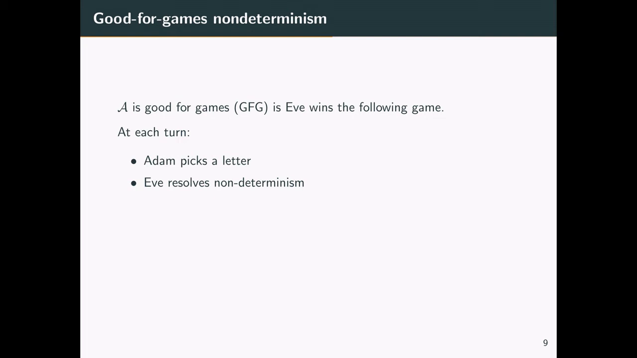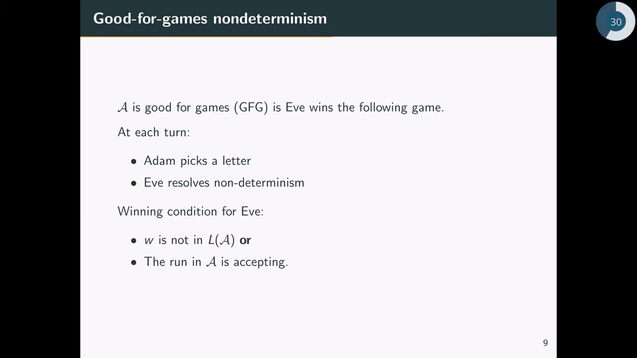So in the limit, Adam will build an infinite word, and Eve will build a sequence of transitions over that word. Then, for Eve to win, either the word built by Adam has to not be in the language of the automaton, or the run that Eve built should be an accepting run of the automaton. In other words, Adam is committed to building a word that is in the language of the automaton, and Eve just has to build an accepting run on the fly without knowing what the future of the word will be.